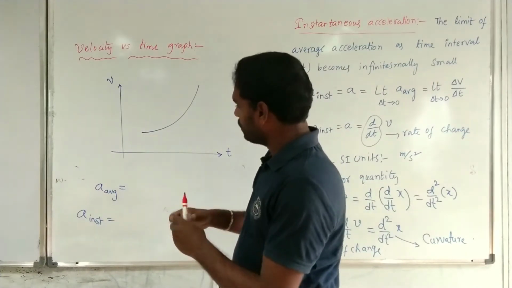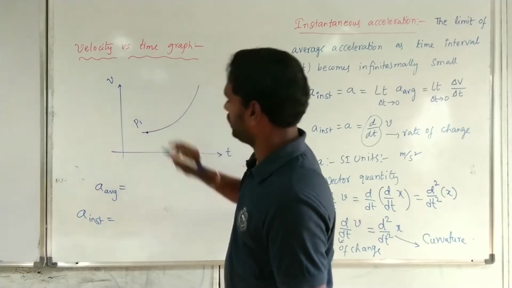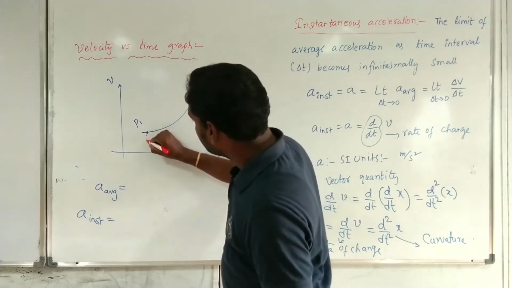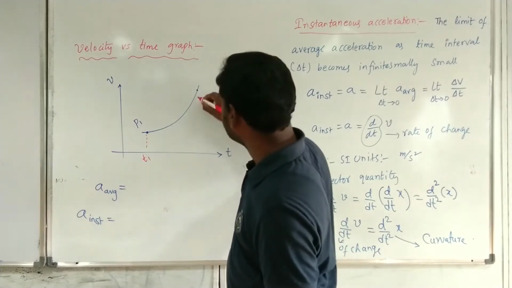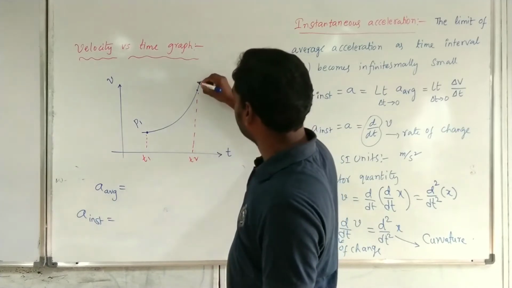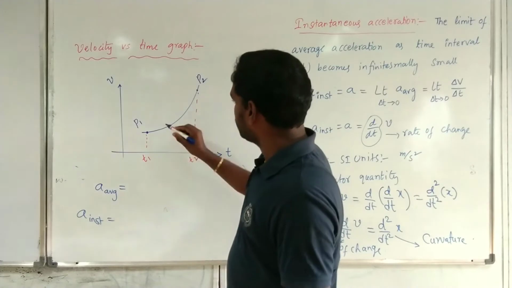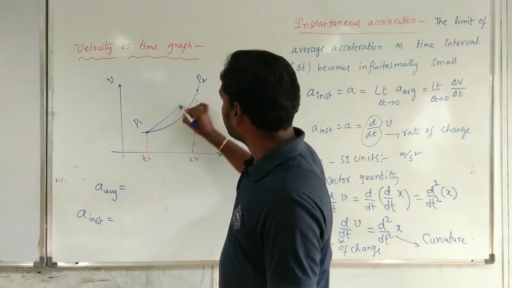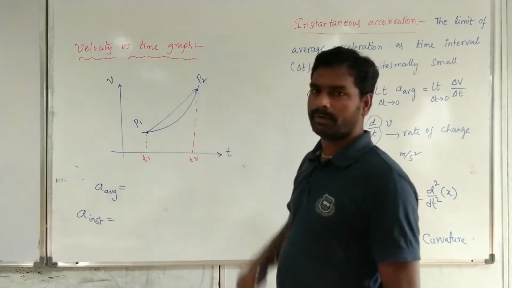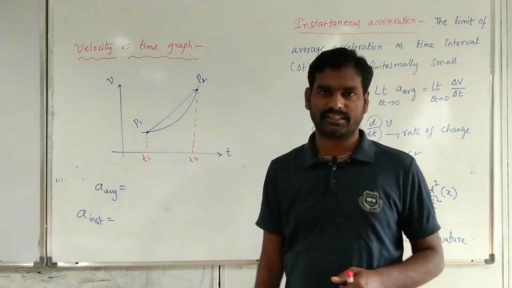At time t1 the particle is at point p1, and at time t2 the particle is at point p2. If you want to find out the average acceleration, we need to connect these 2 points, p1 and p2.